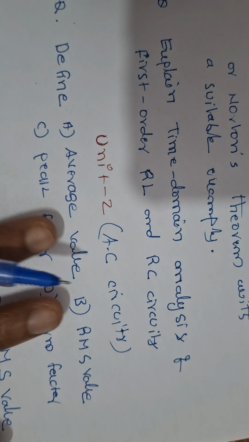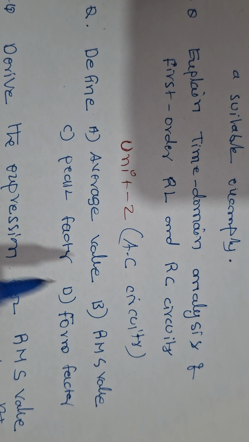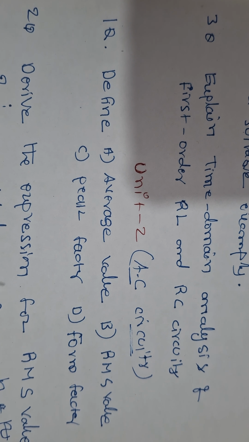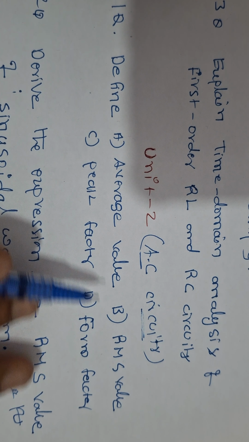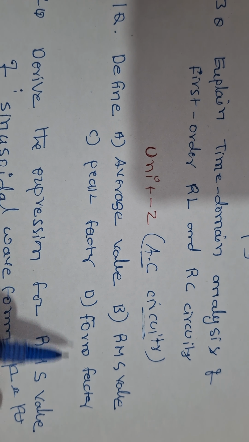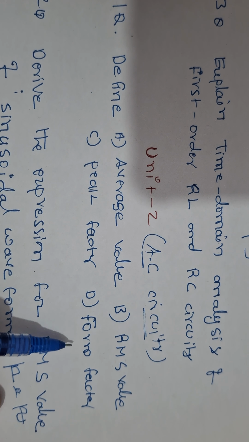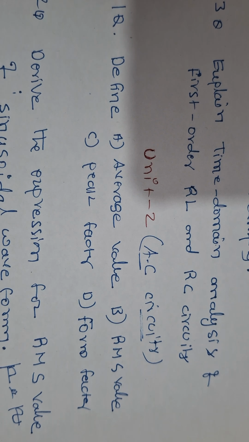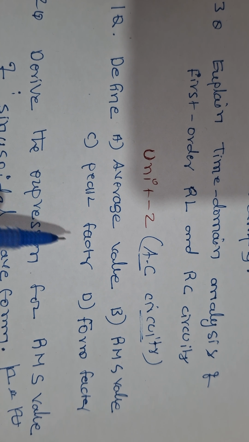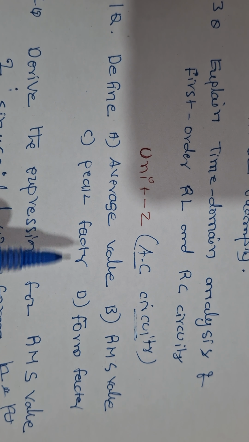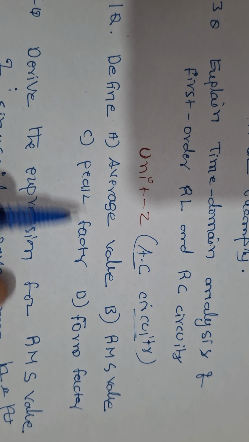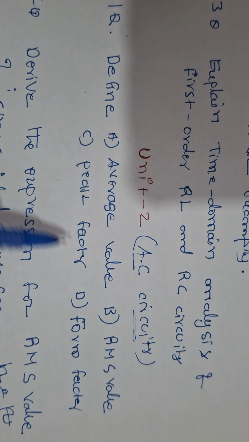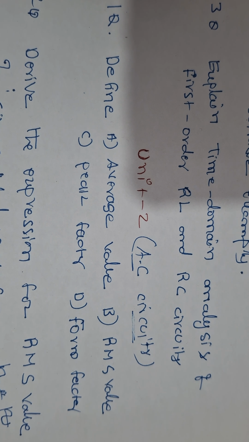Next, coming to the second unit, AC circuits. In the second unit, important questions: define average value, RMS value, peak value, form factor, peak factor. These are the definitions. I have mentioned only four, but other definitions are also very important, like frequency, time period and instantaneous value. There are many definitions. Be careful with the sinusoidal waveform, and just define these terms.